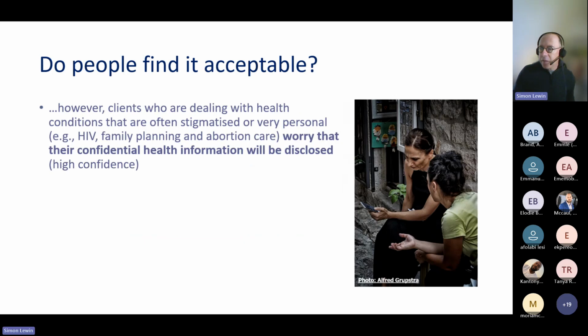However, there was a caveat to that. The study showed that clients who are dealing with health conditions that are often stigmatized or very personal, areas like HIV and AIDS, family planning, abortion care, worry that their confidential information might be disclosed through these messages. And this was a high confidence finding.